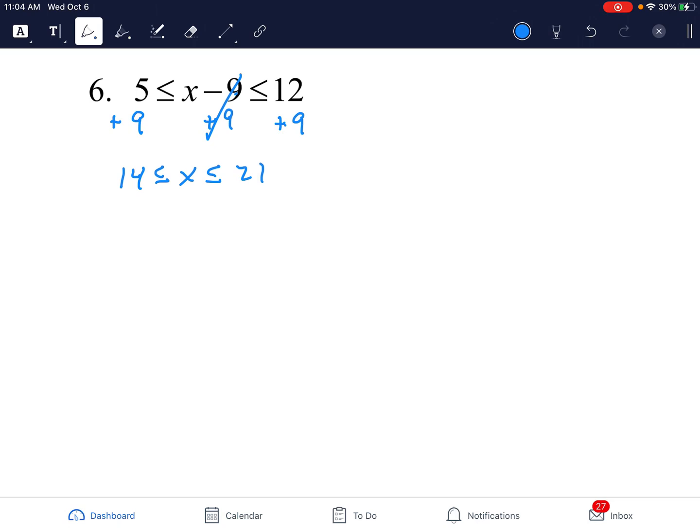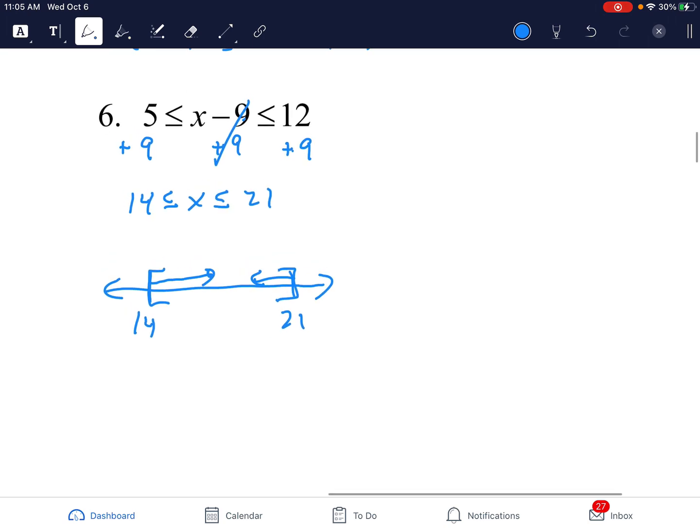Okay, so I'm going to graph this. I have 21 over here going with a bracket to the left. And I have 14 over here with a bracket going to the right. Now, because it's a compound inequality, this is an and question. And that's good because that's where they're going to overlap between those two things. So my interval notation will be 14 to 21 with brackets on both numbers.